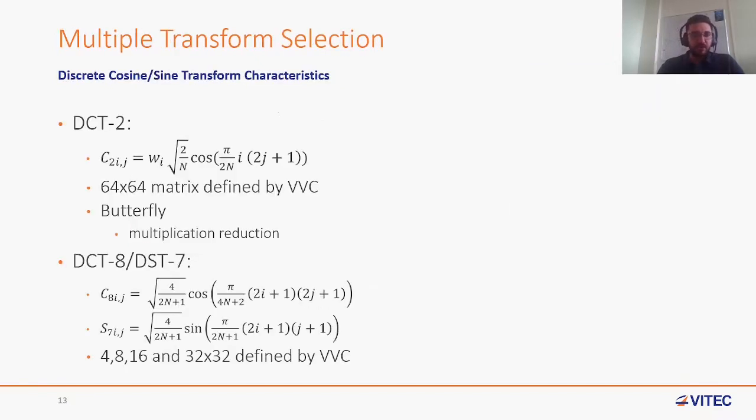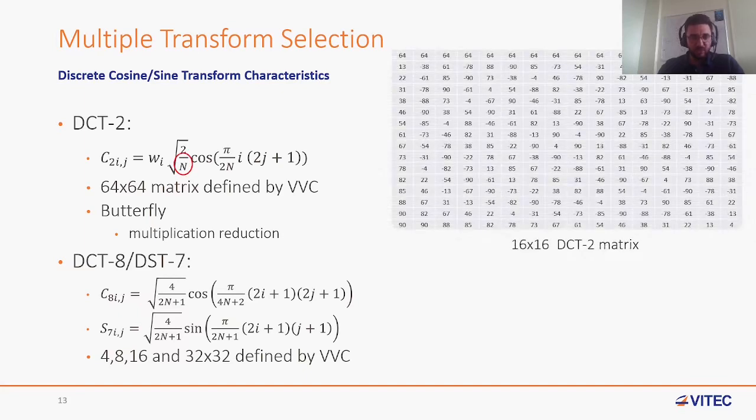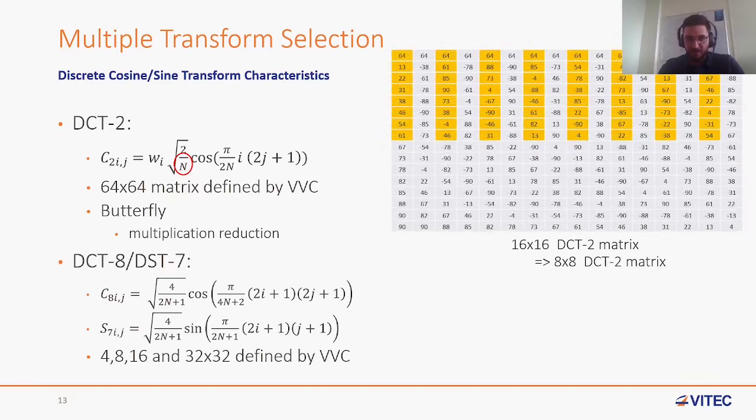Let's dive in more into the multiple transform selection. As we said, it has three transform types: DCT2, DCT8, and DST7. As you can see from the equation of DCT2, the transform size n is actually linear. This fact allows us to deduce smaller transform sizes from larger ones. As you can see in the figure, here we show the example of a 16 by 16 DCT2 matrix.